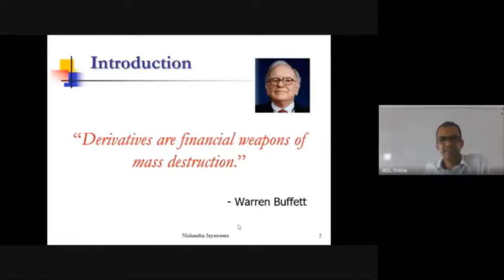So I'll start with a few comments made by some persons who have international recognition. You might know about Warren Buffett. This is his view on derivatives. He thinks of them as financial weapons of mass destruction. So that's very negative. He thinks it can destroy the market. That's what he's thinking.